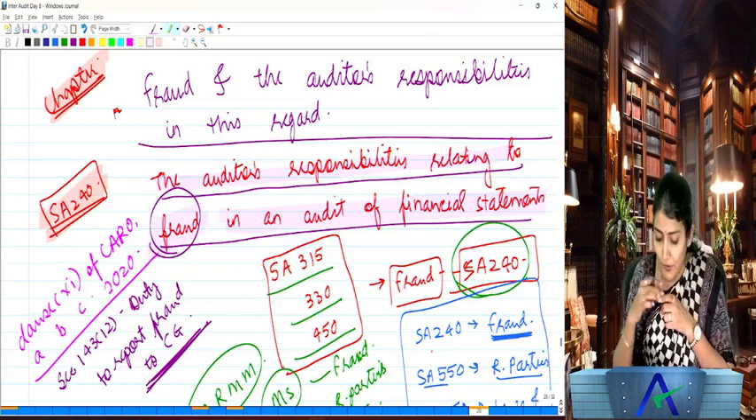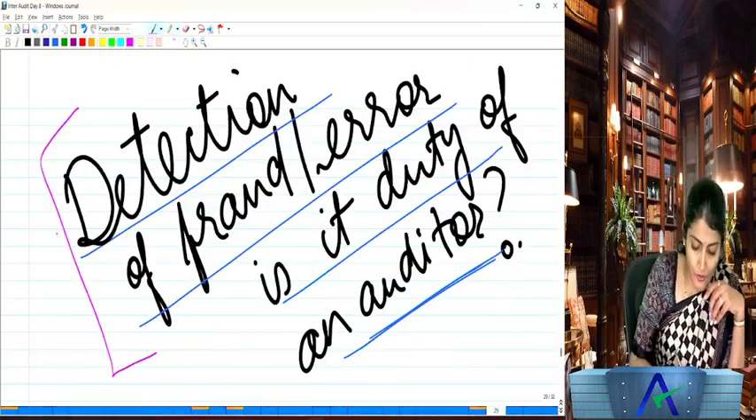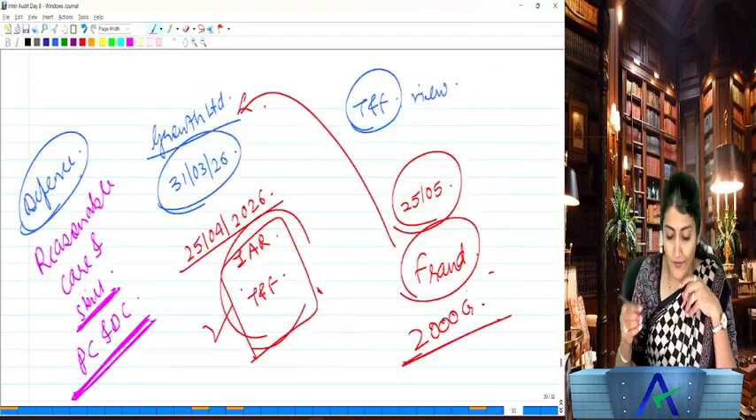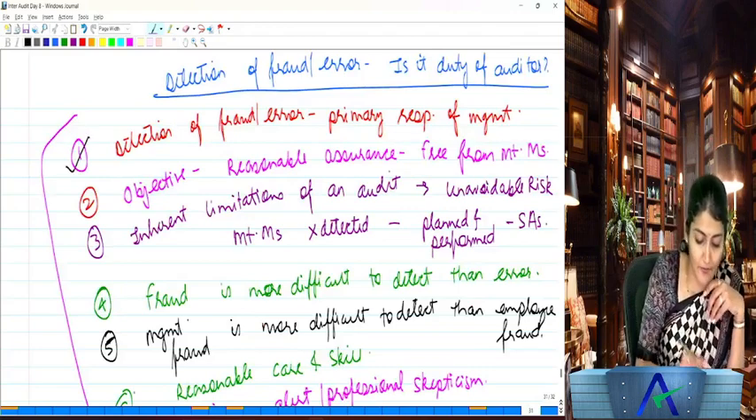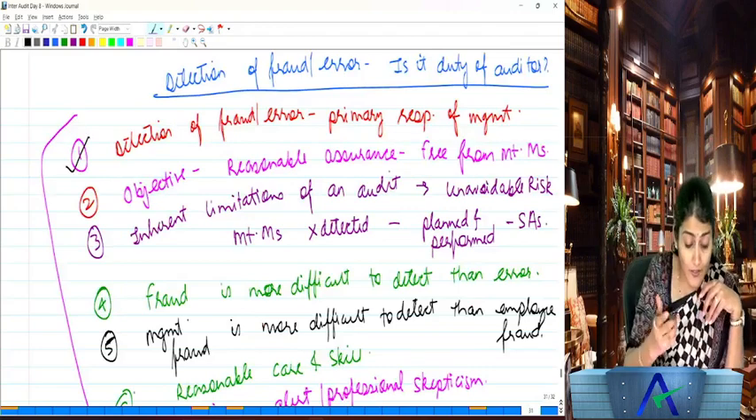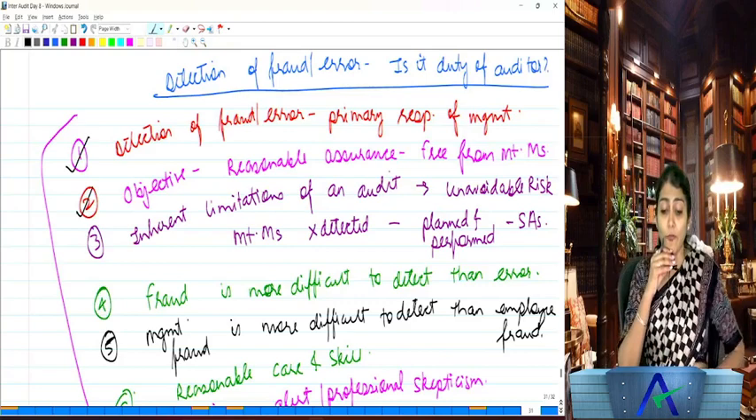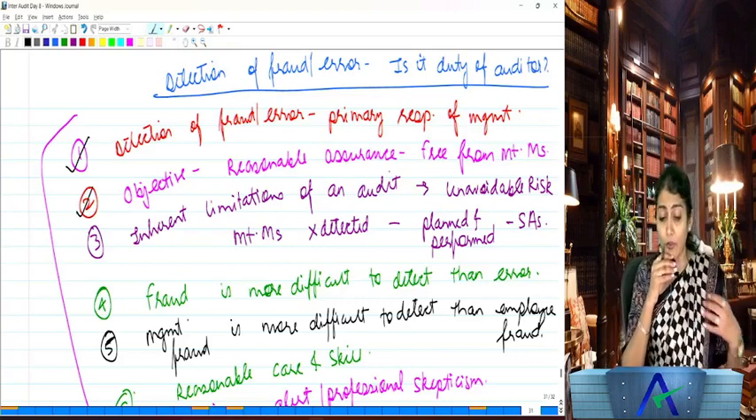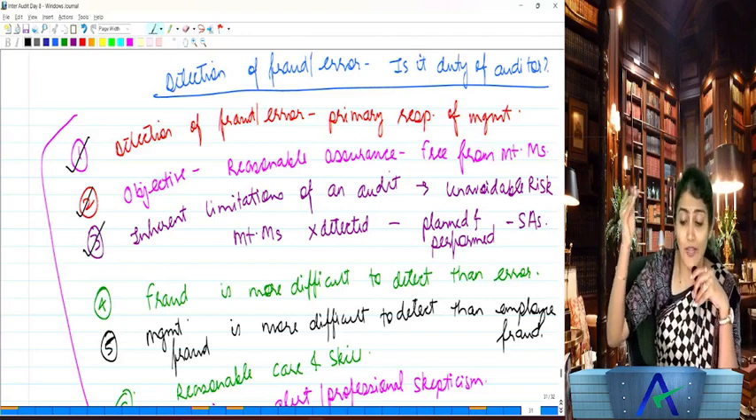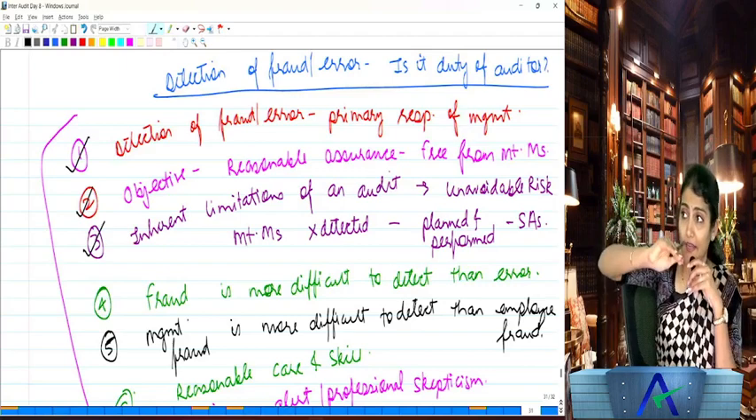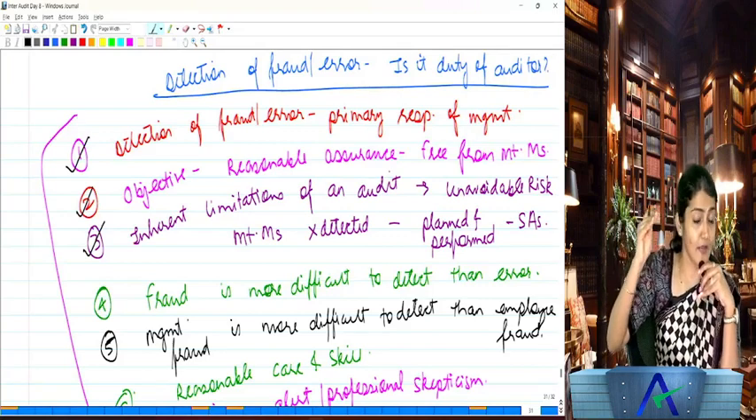But the first question we had over there is, is detection of fraud and error the duty of the auditor? We did not answer the question directly, but what we said is that detection of fraud and error is the primary responsibility of the management. The auditor's objective is to obtain reasonable assurance that financial statements are free from material misstatement. Because of the inherent limitations of an audit, there is an unavoidable risk that some material misstatements may not be detected, even if the audit has been planned and performed in accordance with the standards on auditing.